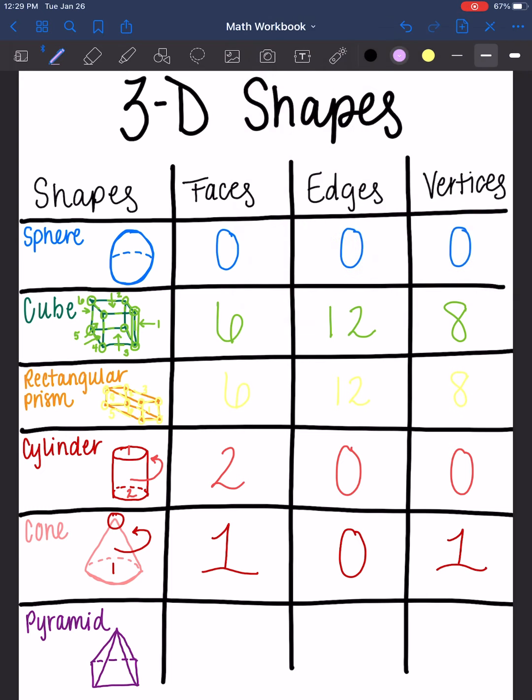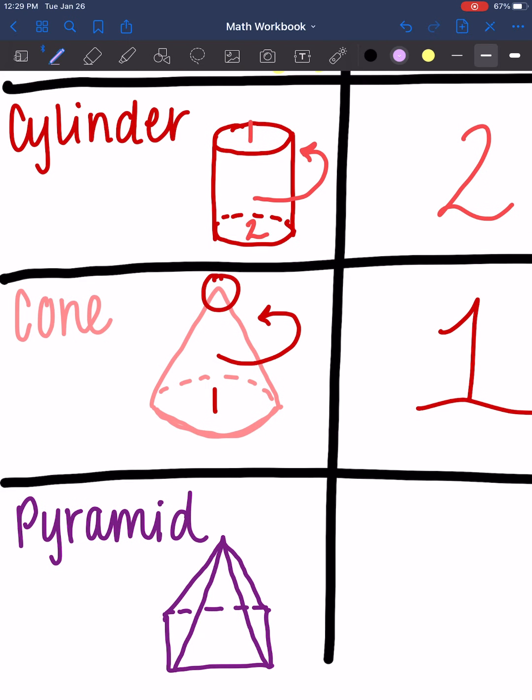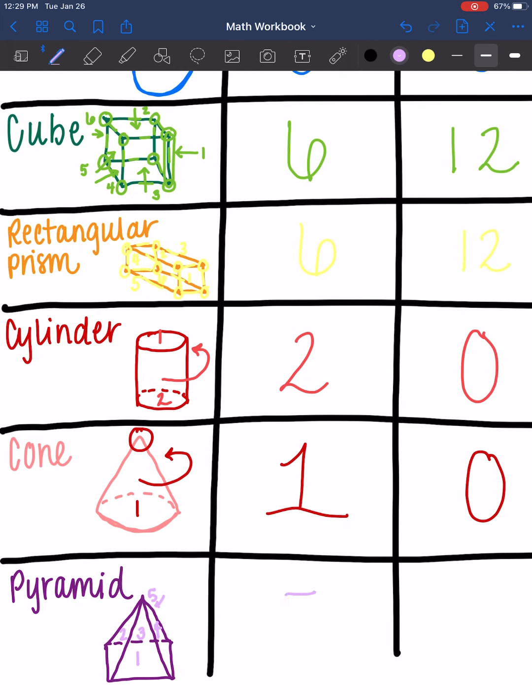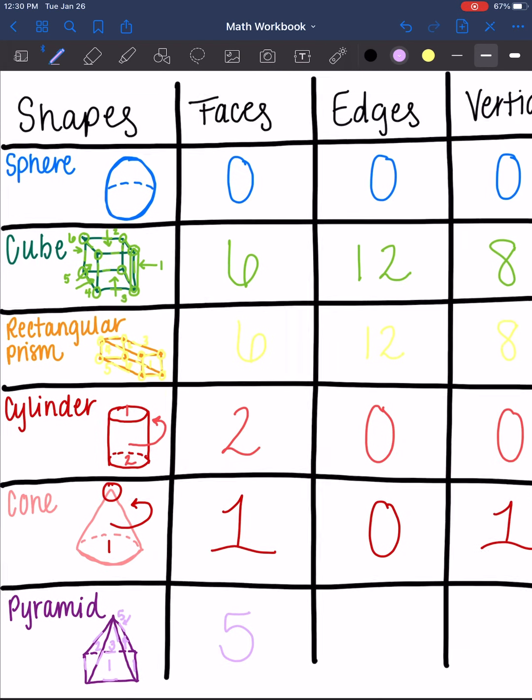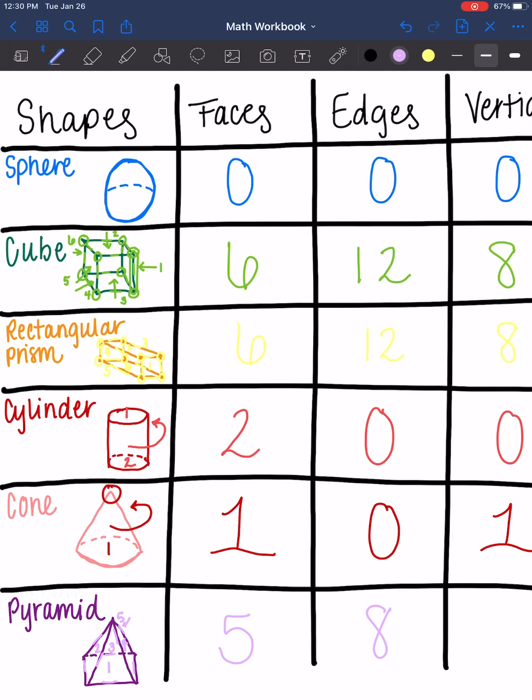Now we're going to go ahead and look at the pyramid. Now the pyramid has a few faces. I see a square, a triangle, another triangle, 1 more triangle, and another triangle in the back here. So we have 5 total faces. Now we have 1, 2, 3, 4, 5, 6, 7, 8 edges. And then we have 1 vertex. So very similar to the cone, we only have 1 vertex at the top.